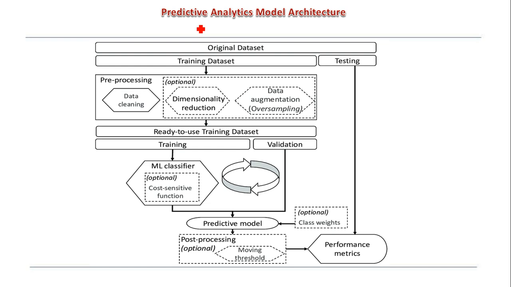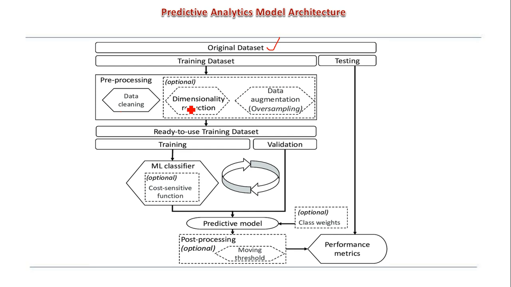This is the architecture of predictive analytics. First is the original data set, the data set which we have collected from the source. Once we collect the data, we have to do a lot of things here. First, we need to process the data, that is data cleaning. Here we need to clean it. Then these are all optional.